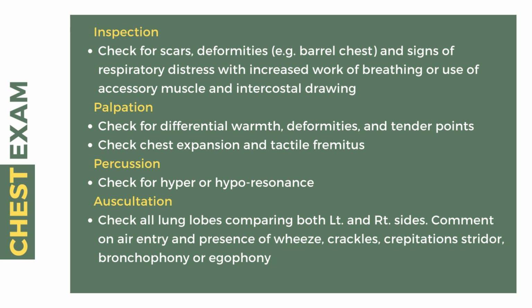And for the chest examination, you check for scars, check for deformities, such as barrel chest in COPD, and check for signs of respiratory distress. You palpate for differential warmth, deformities, and tender points that could be found in musculoskeletal cases. You check for chest expansion and tactile fremitus, and you could percuss to check for hyper or hyporesonance. On auscultation, you listen to all the lobes, comparing both left and right, and you comment on the air entry and the presence of wheeze, crackles, crepitations, stridor, bronchophony, or egophony.